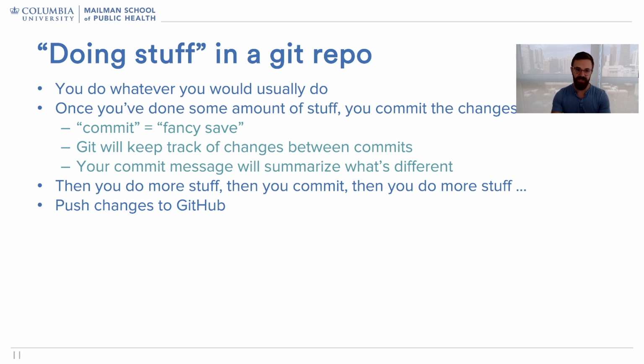And what differentiates doing data science in some folder from doing data science in a Git repository is that process of periodically checking in, making some changes, and then telling Git the kinds of changes you've made. So once you've done some amount of work, and how much work counts as a reasonable amount differs from person to person, you're going to commit the changes. And commit here is a Git vocabulary word that you're going to become familiar with. It is something like a fancy save.